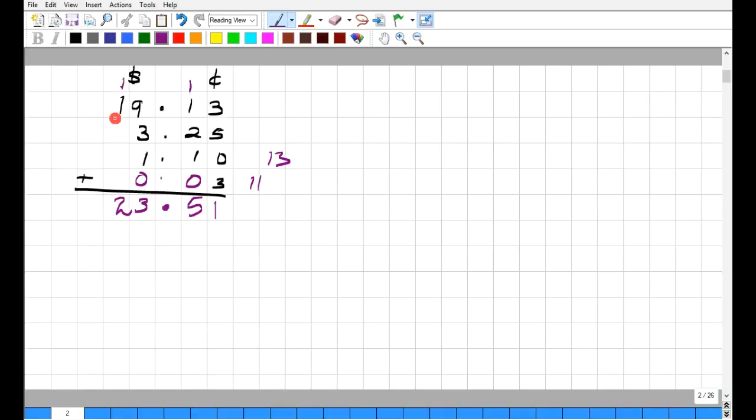So when we add $19.13 with $3.25 and $1.10 and 3 cents, we should get a total of $23.51.